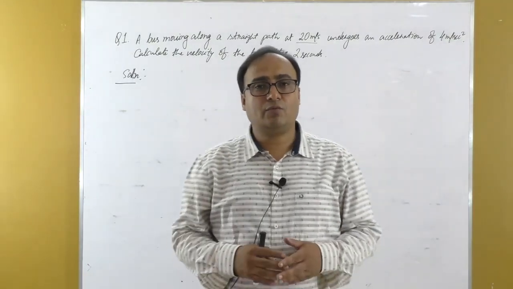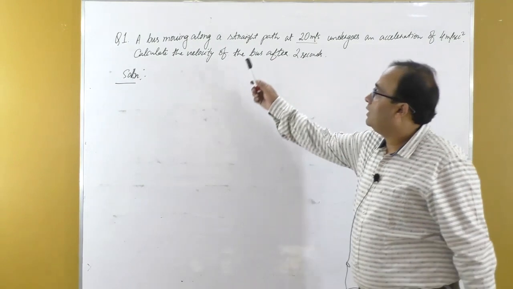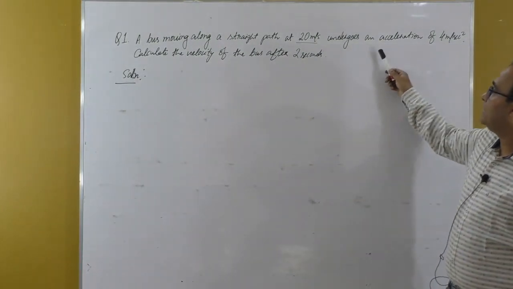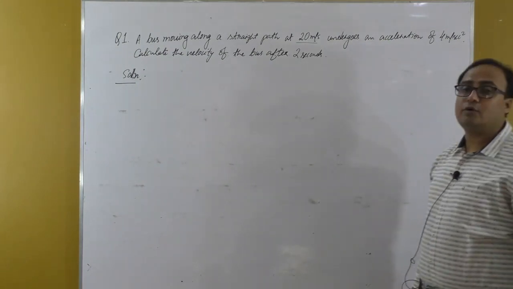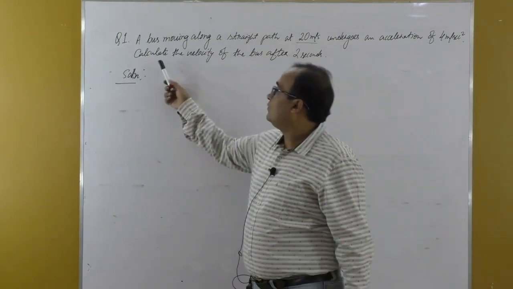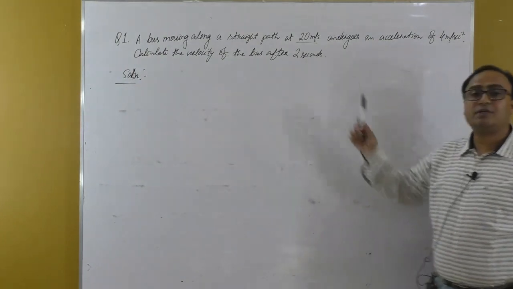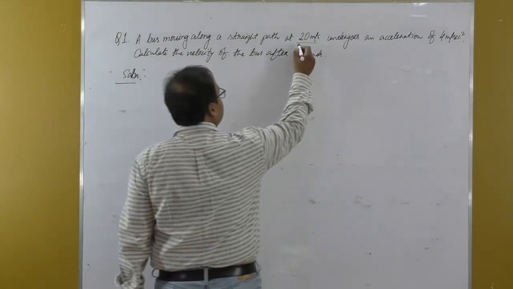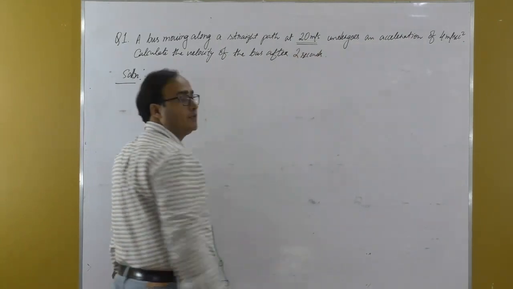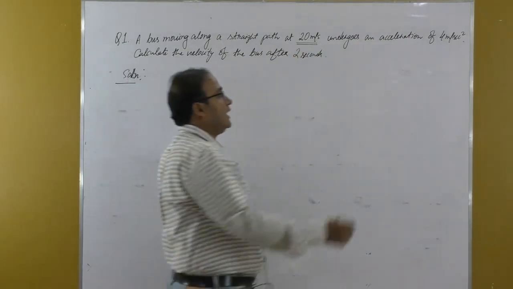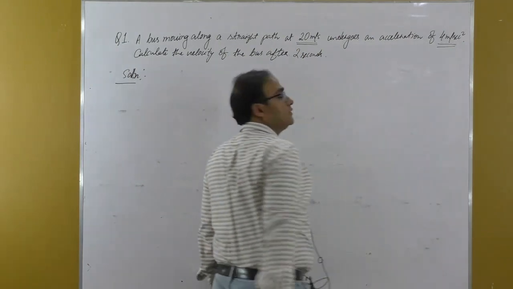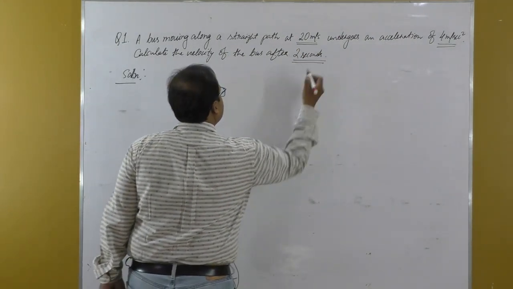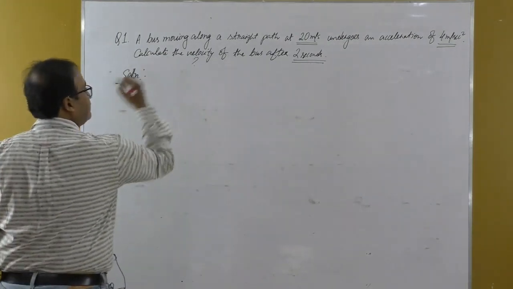Now the question number 1 for this part. Question number 1: a bus moving along a straight path at 20 meter per second undergoes an acceleration of 4 meter per second square. Calculate the velocity of the bus after 2 seconds. तो इस न्यूमेरिकल में अगर हम लोग सिचुएशन डिस्कस करें तो ये बॉडी का स्टार्टिंग वेलोसिटी है 20, बॉडी का एक्सेलरेशन है 4 मीटर पर सेकेंड स्क्वायर, time taken by the bus is 2 seconds. You will have to find out the velocity.